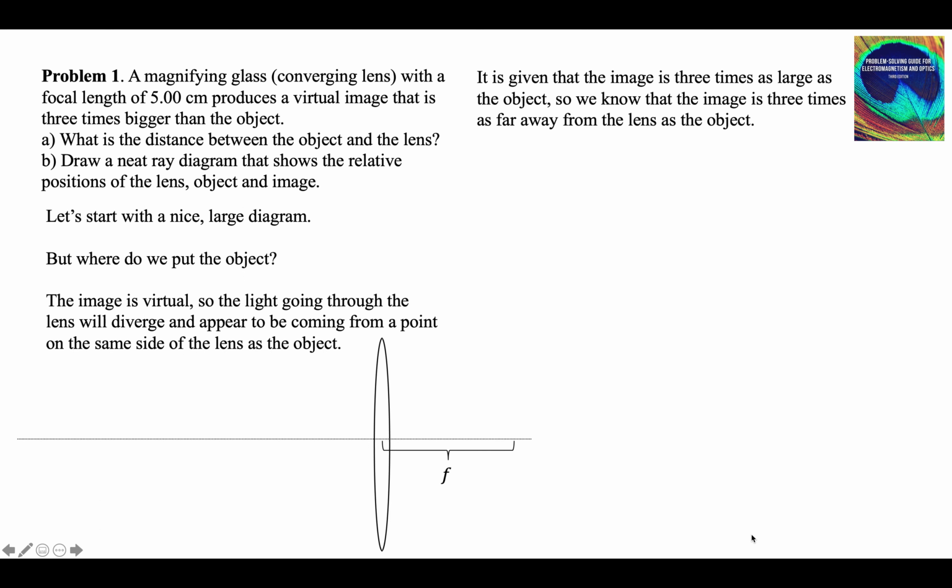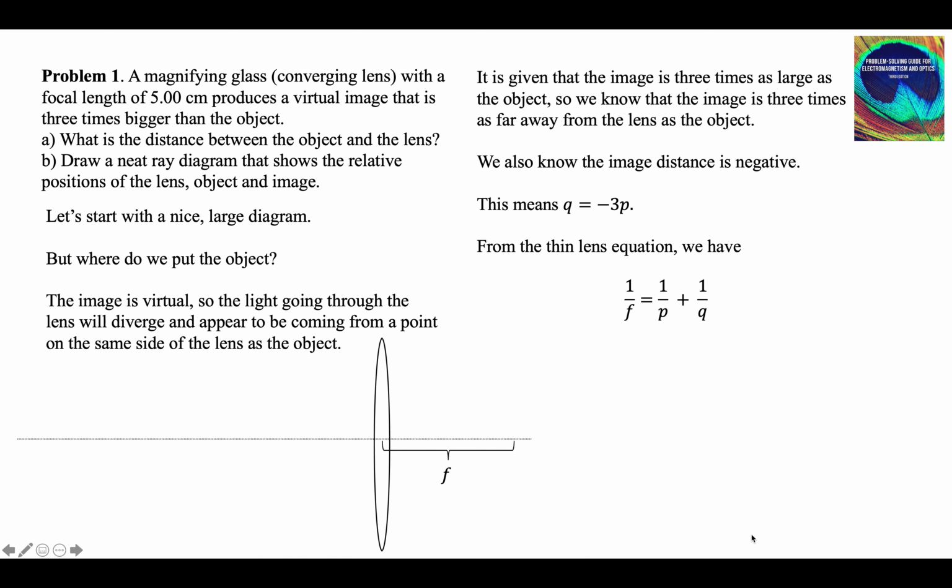It's given that the image is 3 times as large as the object, so we know it is 3 times as far away from the lens as the object. We also know the image distance is negative because it's virtual. This means q is minus 3p. And we can use that in the lens equation.